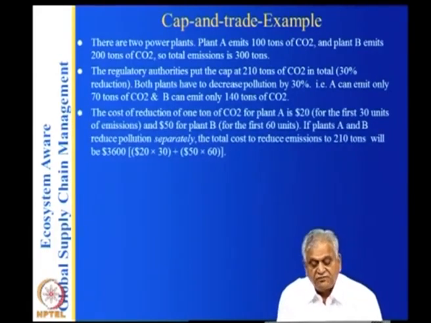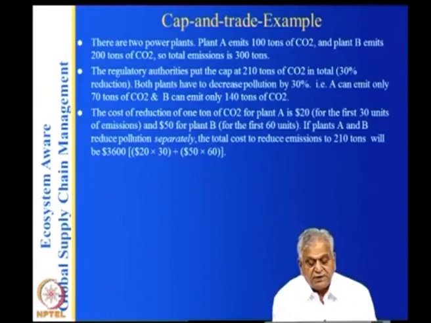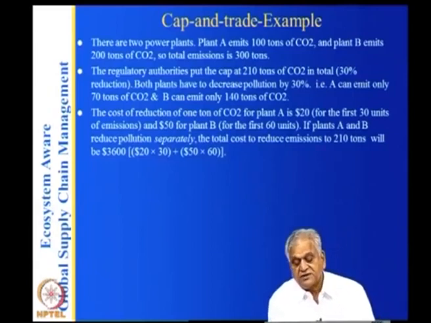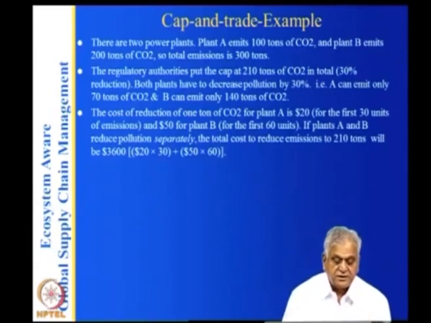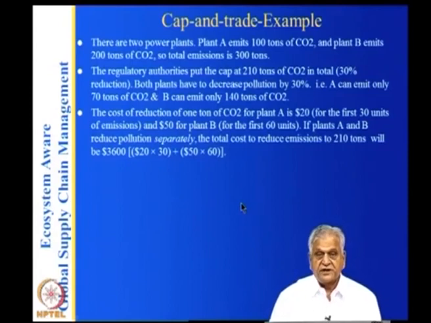And the cost of reduction of 1 ton of CO2 for plant A is $20 for the first 30 units and $50 for plant B for the first 60 units. So if the plants A and B reduce pollution separately, the total cost of emissions for 210 tons will be, because A has to reduce by 30 and it costs $20 per ton, that is 20 into 30, whereas for B it has to reduce by 60 and it costs $50 for the plant B. So this is $3,600, if they do it independently.